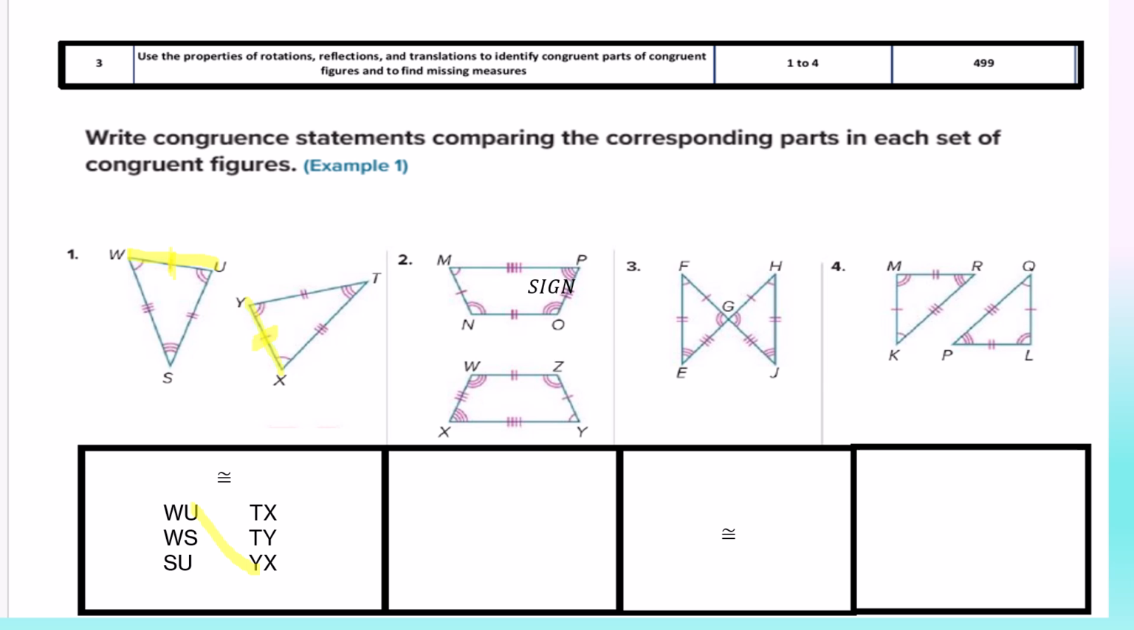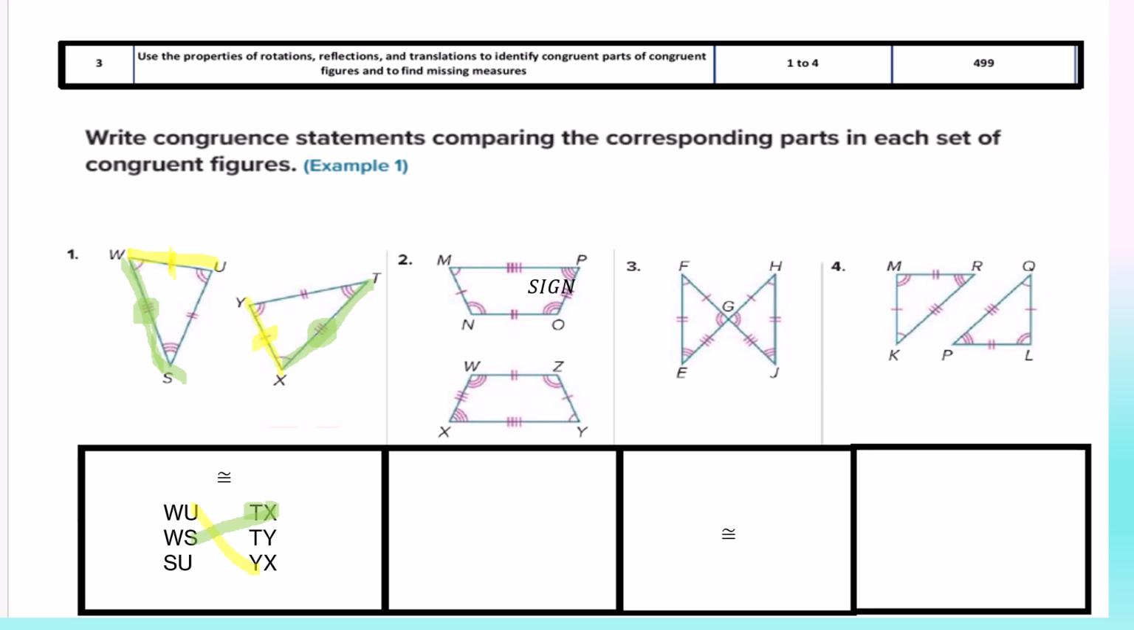Let's take another side. Let's look at WS. WS has 3 markings on it. Look at the corresponding diagram and find the 3 markings on it as well. So we know that WS will match up with XT or TX. There we go. So this is the side that it matches up with.